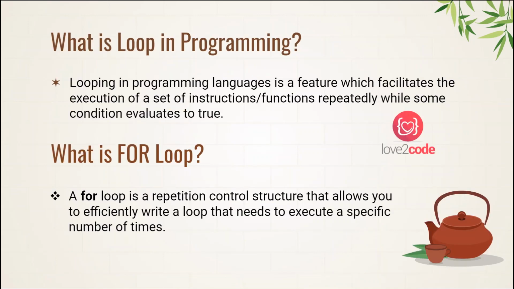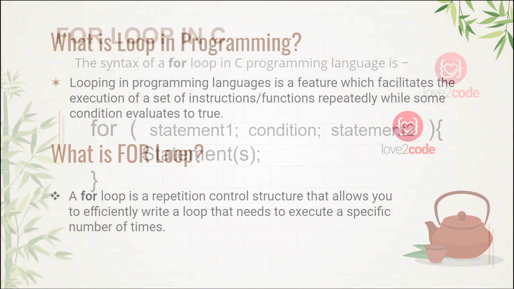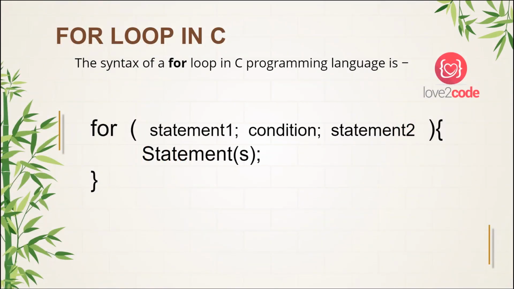Before starting, we should know what a loop is in programming. Looping in programming languages is a feature or facility available for a programmer to execute a set of instructions for a specific number of times. So what is a for loop? A for loop is a repetition control structure that allows you to efficiently write a loop that needs to execute a specific number of times. So let's see the syntax for a for loop in C programming.